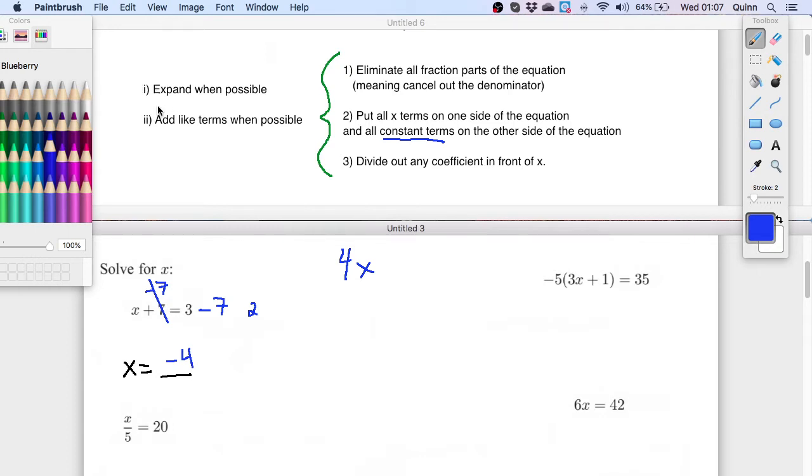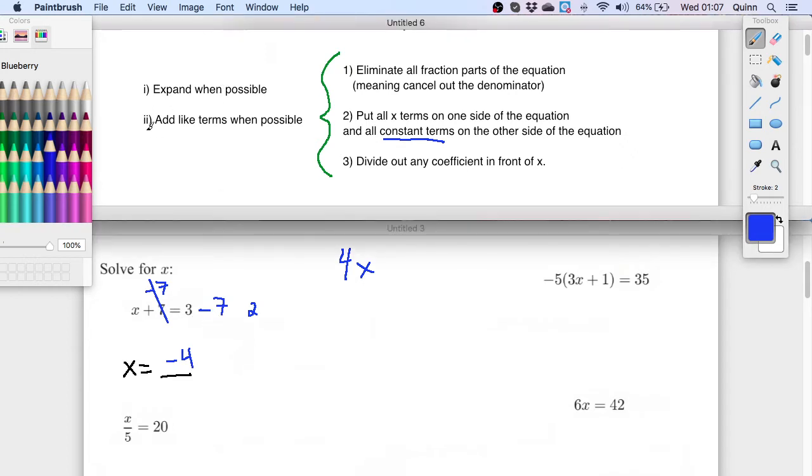So if we look at these sub rules, it says expand when possible. Well, I didn't have to expand, and add like terms when possible. Well, the only thing I had to add was the 3 and the negative 7. So technically these are like constant terms. So these two rules, we want to continually adjust and look and see if we can use them while using these three rules. And we'll use an example later on and check how to do this.